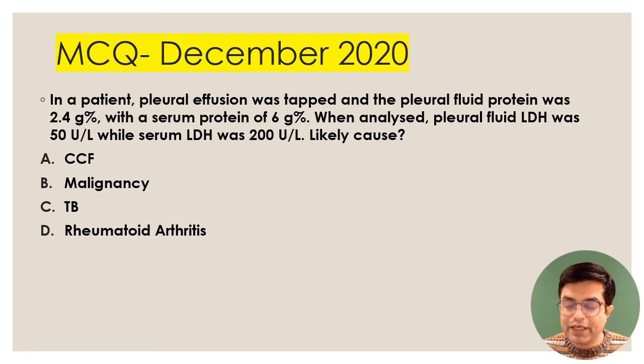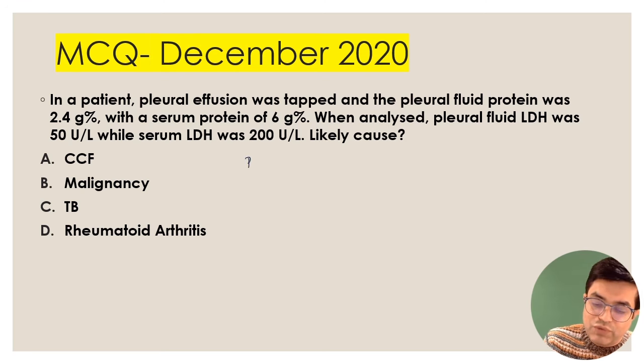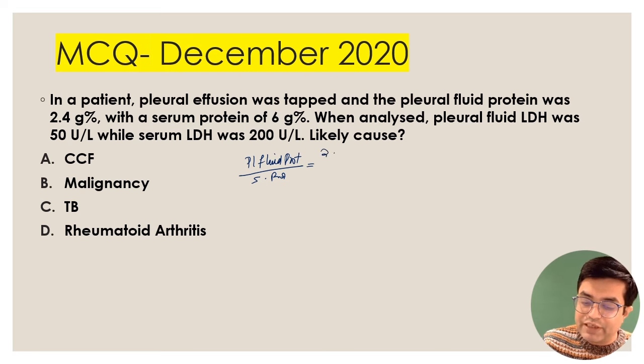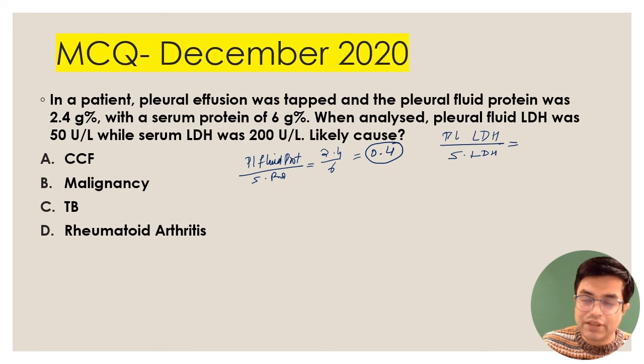तो कैसे चलेंगे? सबसे पहले देखते हैं what is the ratio of pleural fluid to serum protein. So pleural fluid protein divided by serum protein, how much is the ratio? It is 2.4 divided by 6, so it will be 0.4, right? Similarly, if you see the pleural fluid LDH level, pleural fluid LDH divided by the serum LDH, the ratio comes out to be 50 by 200. So it will be again 0.4, right?